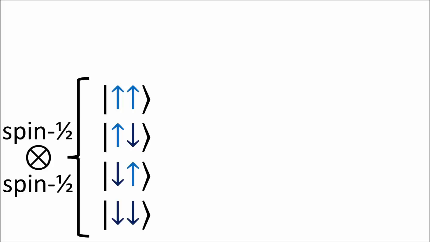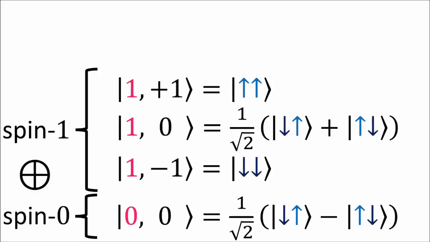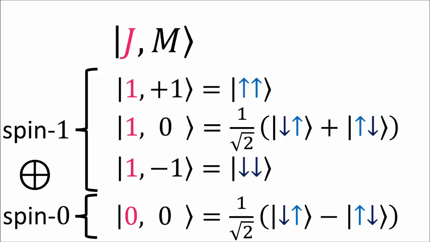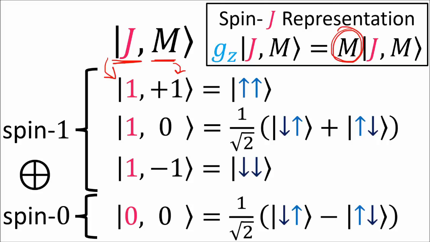So in our tensor product space, we've discovered two different bases. We have the standard tensor product basis, also called the coupled basis. But we also have the basis where we've decomposed the space into a spin 1 irrep and a spin 0 irrep. I'll call this the irrep basis. Physicists will usually call it the total angular momentum basis. The first number here, capital J, is the spin value of the representation, and the second number, capital M, is the eigenvalue of a state under the GZ operator.